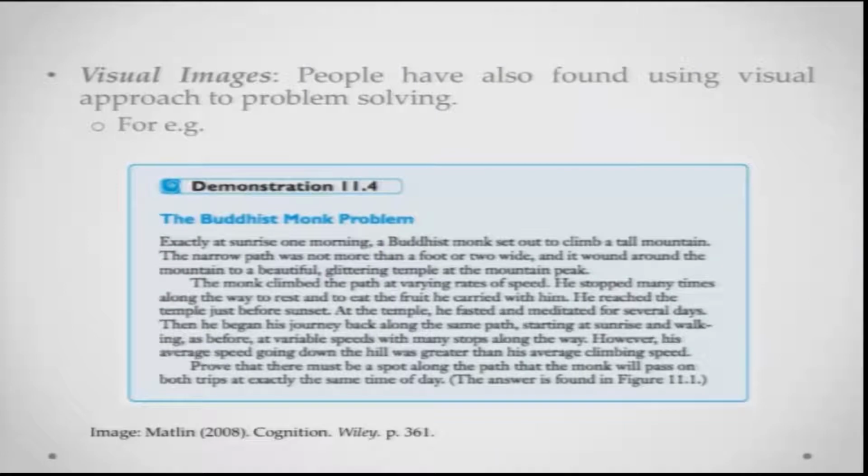The Buddhist monk problem is that exactly at sunrise one morning, a Buddhist monk set out to climb a tall mountain. The narrow path was not more than a foot or two wide, and it wound around the mountain to a beautiful glittering temple at the mountain peak.